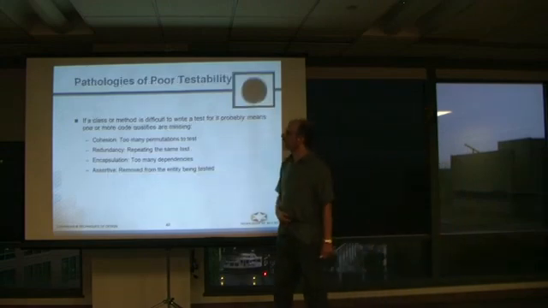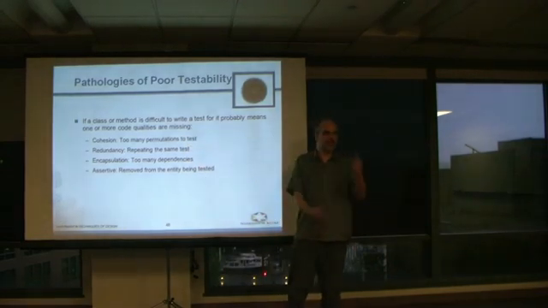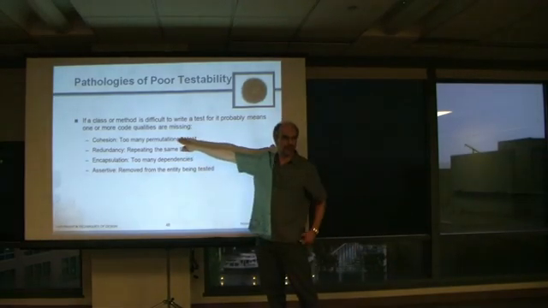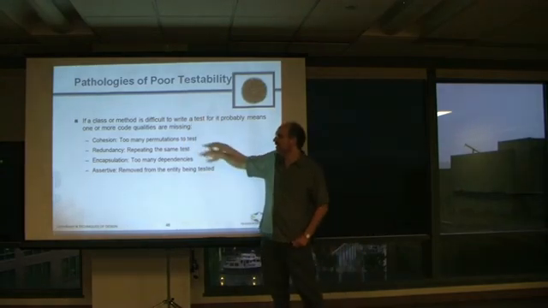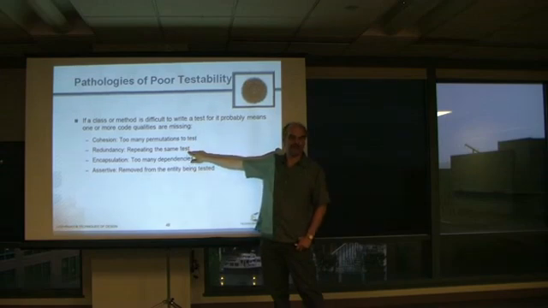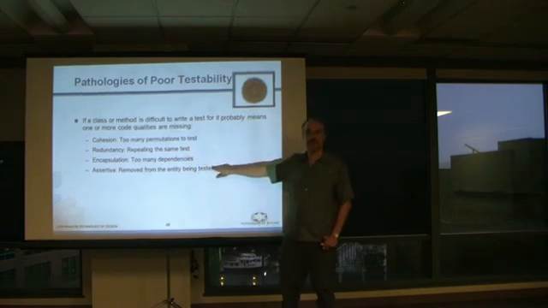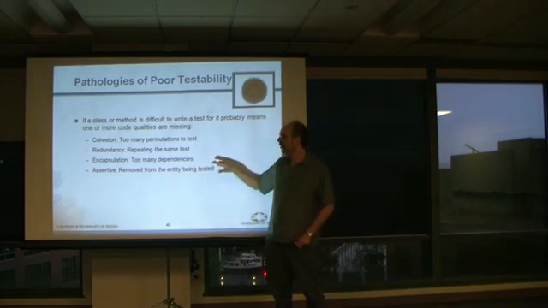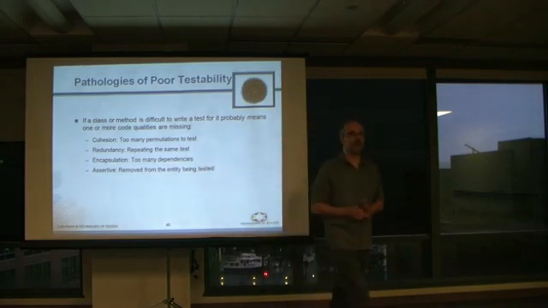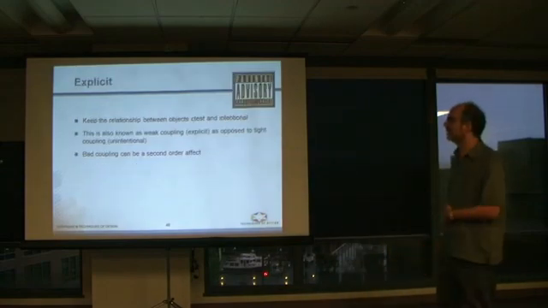Pathologies of poor testability. You can see this, and we've already talked about this. When we have multiple issues, it's very hard to test: easy to write the code, but the tests are forever hard to write. That's cohesion. If we have to repeat the tests all over the place, that's redundancy. If we have too many dependencies, obviously that's some encapsulation. Or there are also test problems for assertiveness.